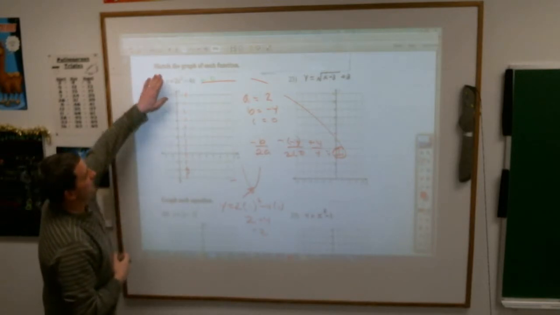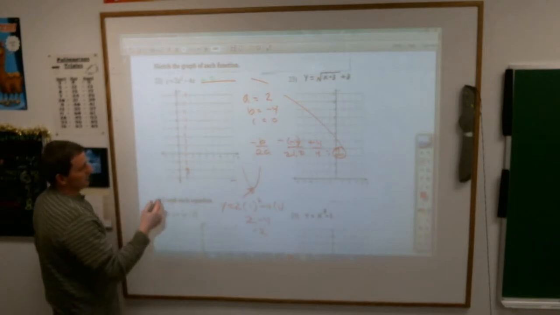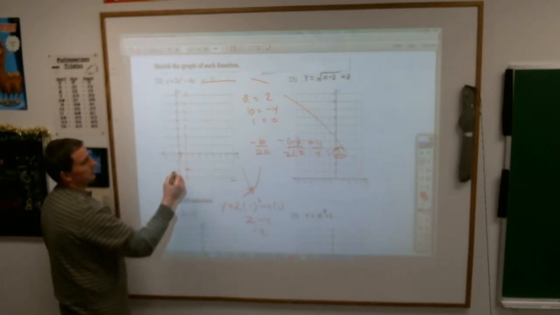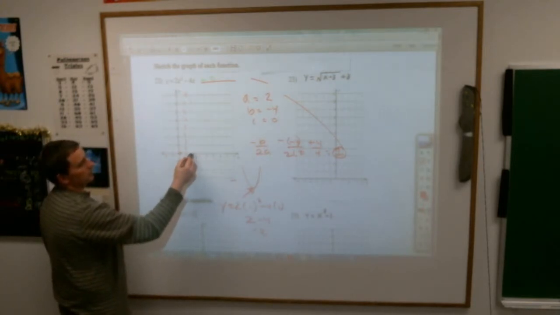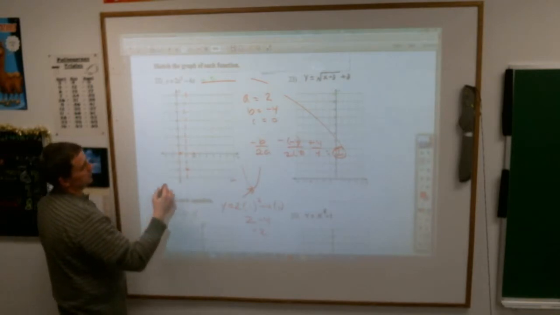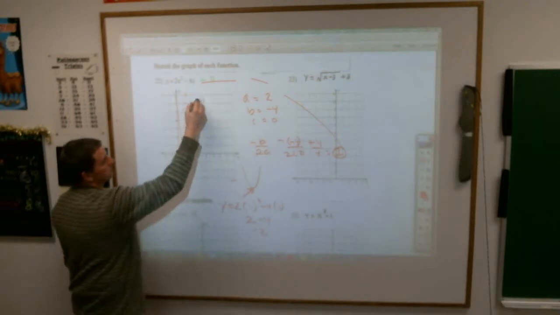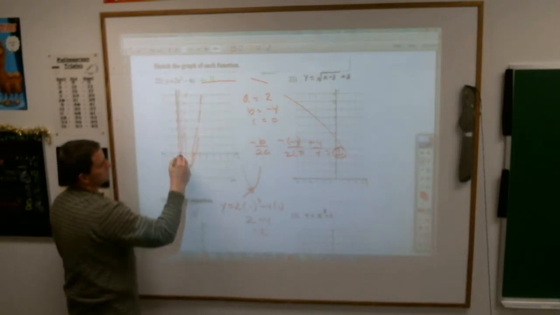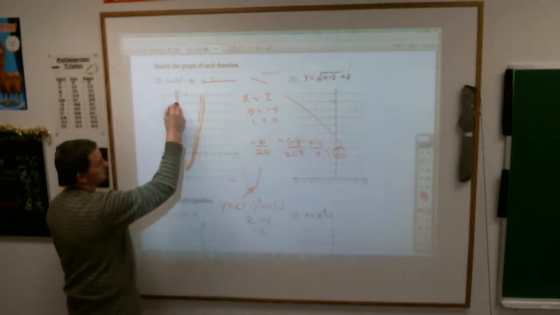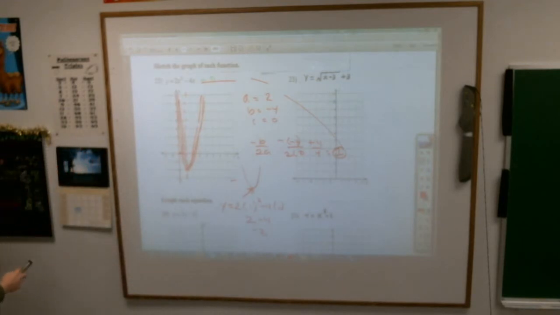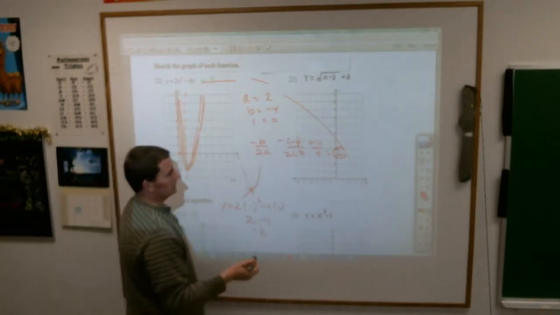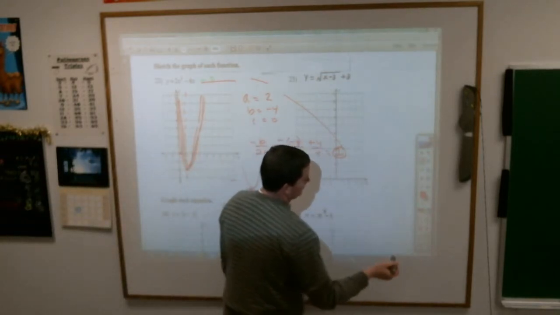If you put 0 in for the x's, you end up with 0, so it crosses here at 0. There's going to be another one over here. And from there, you can pretty much get your parabola, for the most part. Something like that. That helps? Whoever's out there. Other ones?